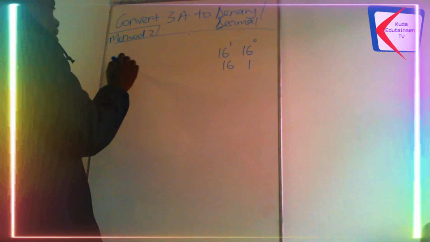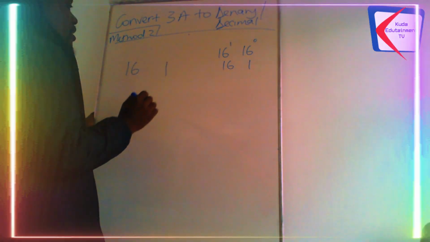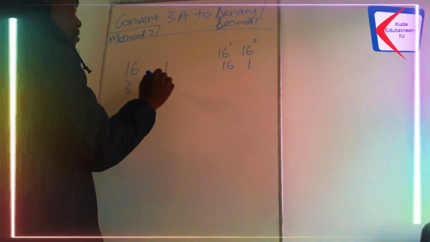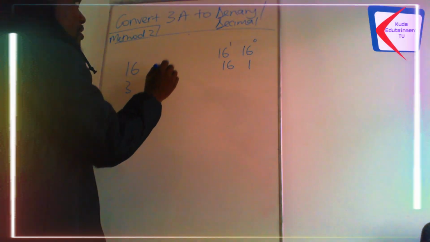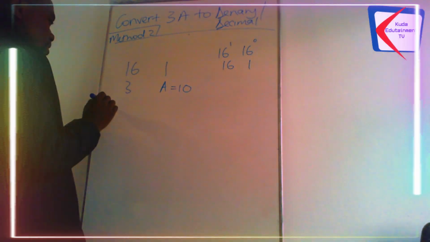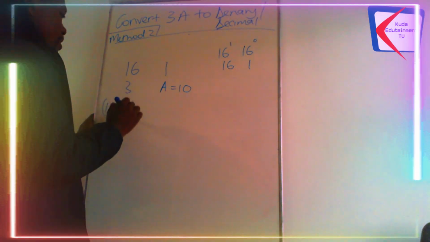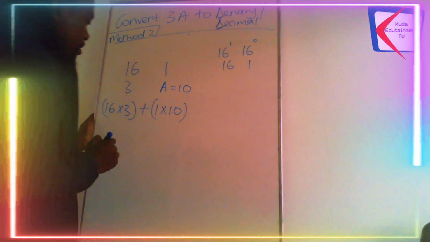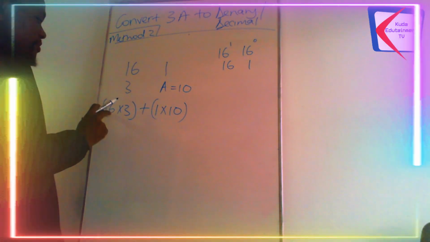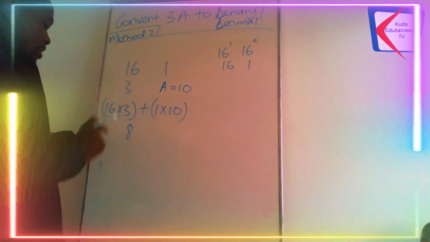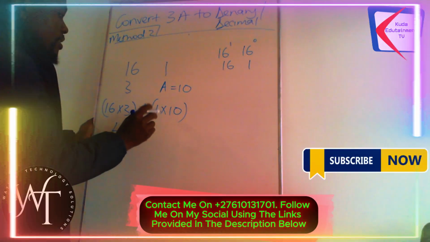So now we have our 16 here and our 1. Then we multiply 3 by 16, and then A by 1. So A is equal to 10, like this. So we do 16 times 3 plus 1 times 10. So 16 times 3: 6 times 3 is 18, 8 carry 1. 3 times 1, 3 plus 1 is 4. And then plus 1 times 10.